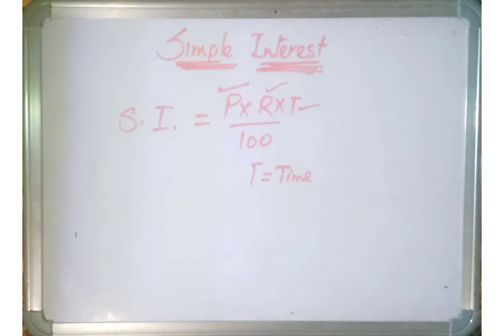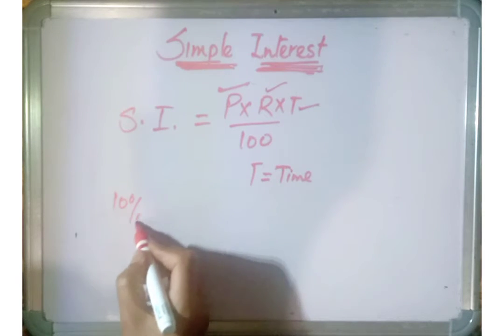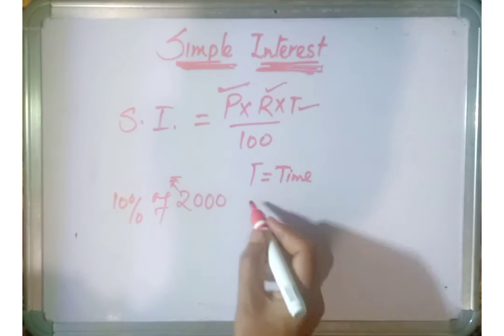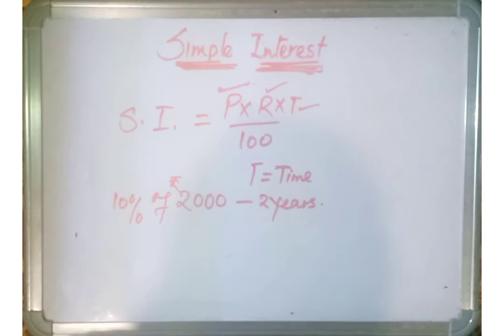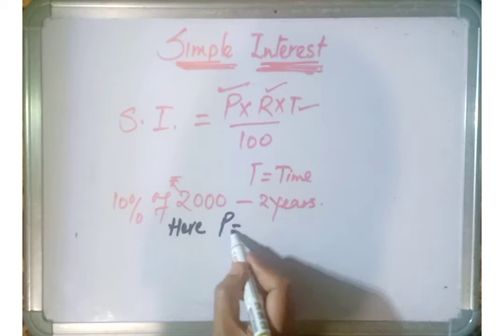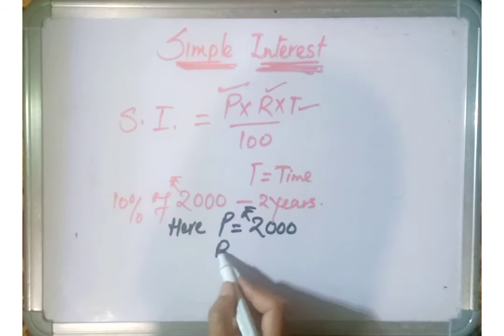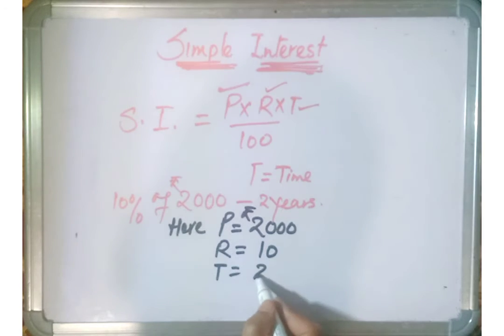Let's take an example, the previous example. Let's calculate 10% of 2,000 rupees for the period of 2 years. Let's try to find the simple interest. In this case, principal is equal to 2,000 rupees, rate is equal to 10, and time is equal to 2 years.